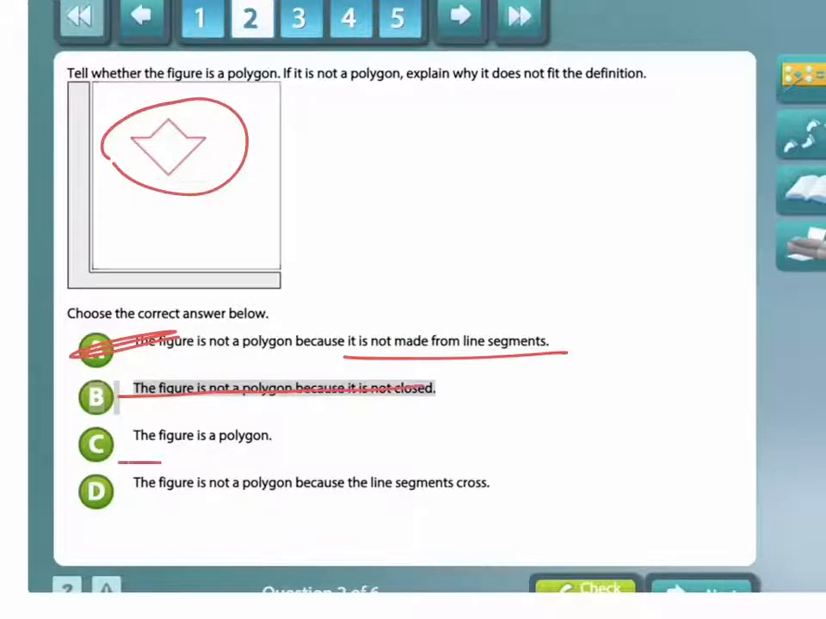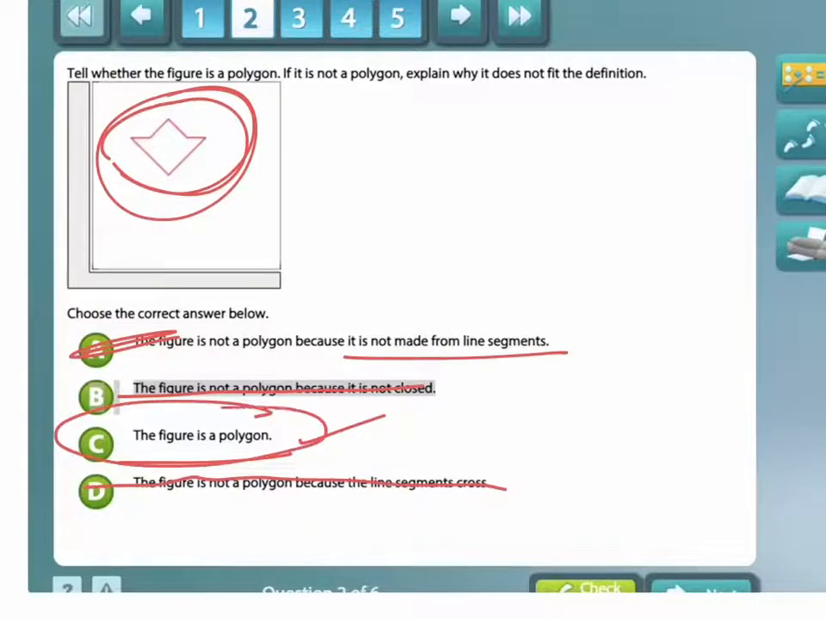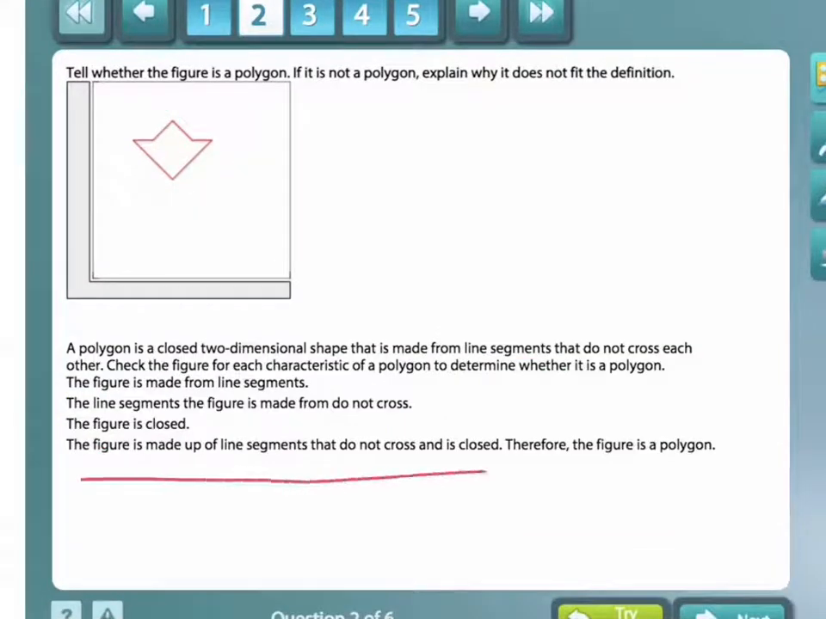The figure is a polygon. I believe that to be true. The figure is not a polygon because line segments cross. There are no line segments crossing here, so that is not true. So the correct answer is C. That is a polygon. And here is the Think Central answer that explains it. Line segments do not cross, the figure is closed, and it's made of line segments, so it is a polygon.